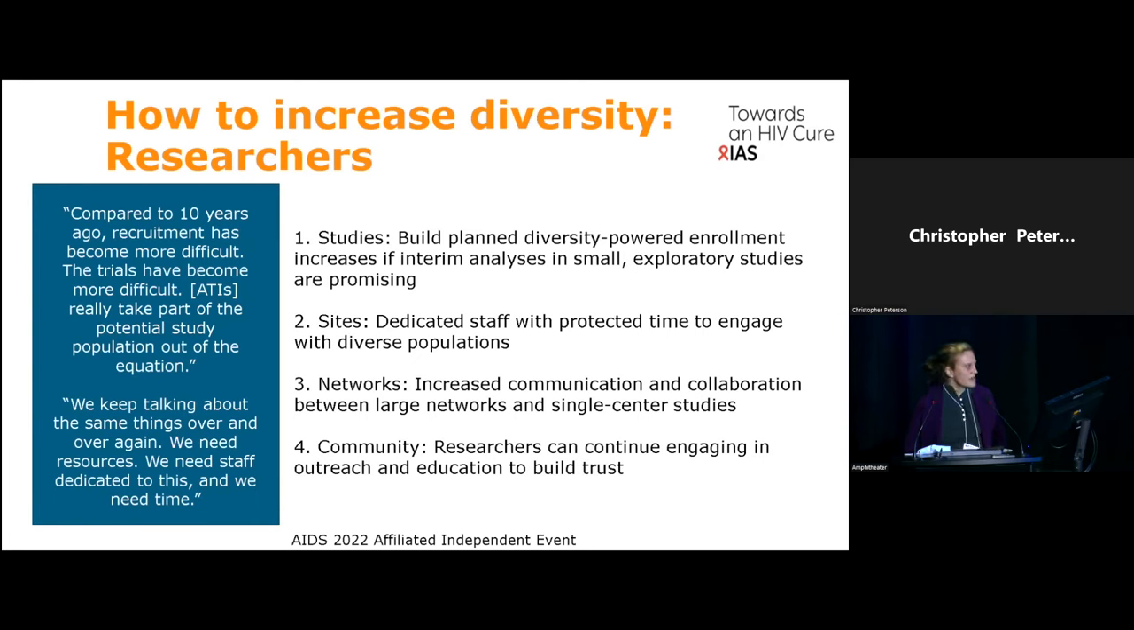And one quote here: "Compared to 10 years ago, recruitment has become more difficult. The trials have become more difficult. ATIs really take part of the potential study population out of the equation." And echoing a comment from the previous slide: "We keep talking about the same things over and over again. We need resources, we need staff dedicated to this, and we need time."